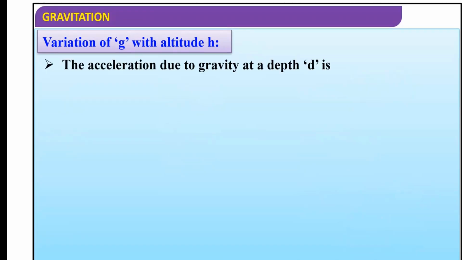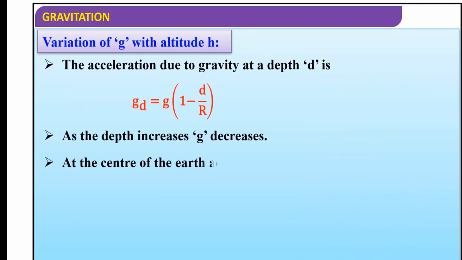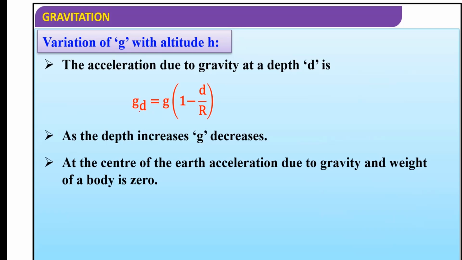Now next thing, variation of g with depth. Variation of g with depth is written by g_d equals g(1 minus d upon R). So it simply shows if we move inside the earth from the surface to inside the earth. Let's say on the surface it is g, and when we are moving inside at certain depth d, the gravitational acceleration is g_d over there.